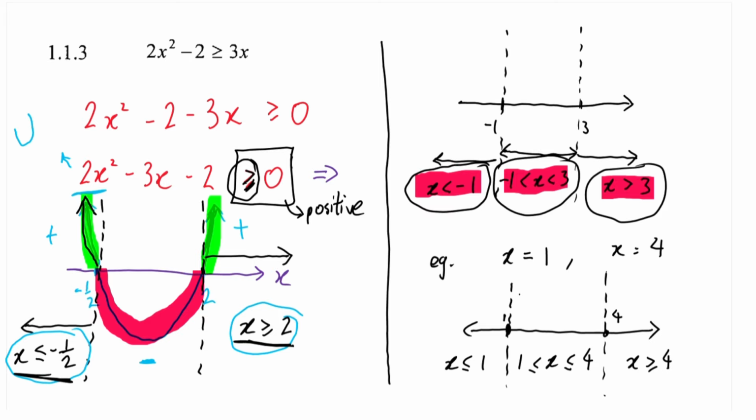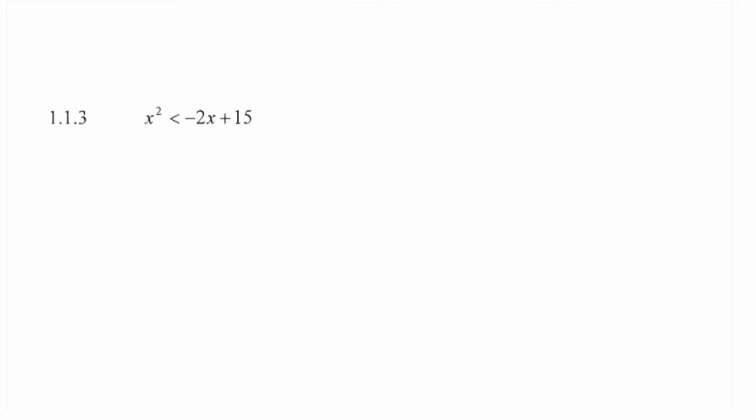Okay, now that we've done that, let's move on to the next question. x squared is less than minus 2x plus 15. The first step is to take everything to the left hand side. So we have x squared, and minus 2x goes to the other side as positive 2x. Positive 15 goes to the left as minus 15, and there'll be nothing left, so we'll have less than 0.